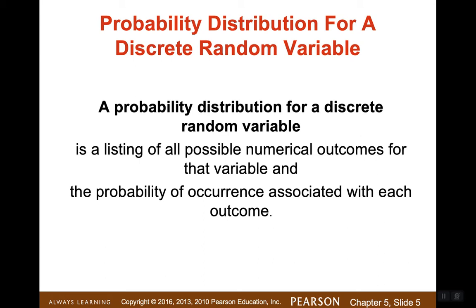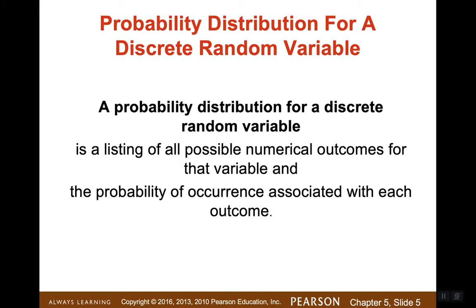All right, so here's another key definition. A probability distribution for a discrete random variable is a listing of all of the possible numerical outcomes for that variable, as well as the probability of occurrence associated with each outcome.